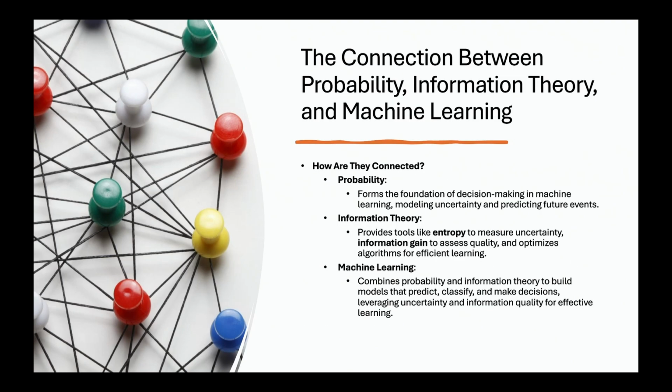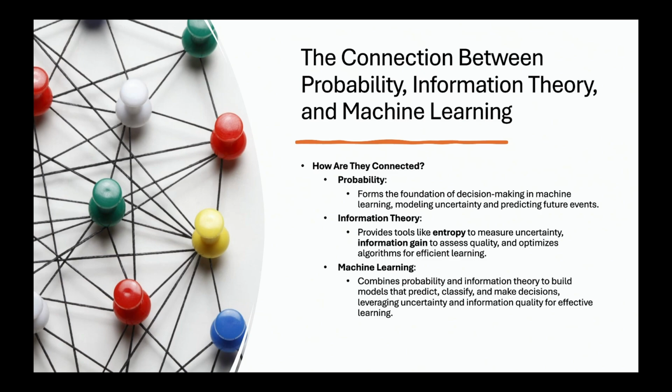The connection between probability, information theory, and machine learning. So, how are all these concepts connected? Probability is the foundation for decision making in machine learning, helping us model uncertainty and predict future events based on data. Information theory provides the tools to measure uncertainty, understand the quality of information, and optimize algorithms for more effective learning. Machine learning algorithms combine these two to build models that can predict, classify, and make decisions with a solid understanding of uncertainty and the quality of the information they are processing.